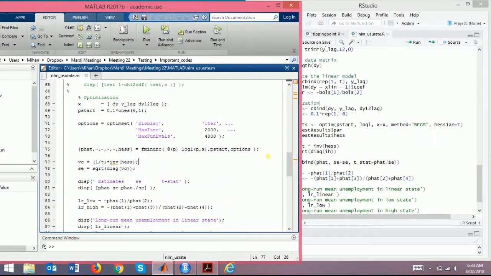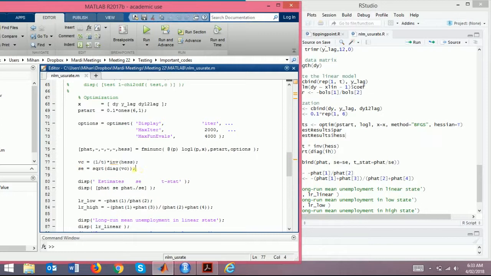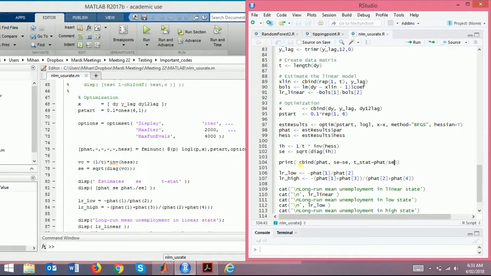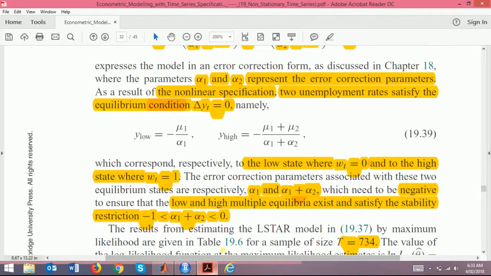And we run the optimization with Hessian, and we have variance, covariance, and square root, everything. We have estimated everything now. Okay, all the parameters are estimated, and LR low, LR high, we know we solve for these two.